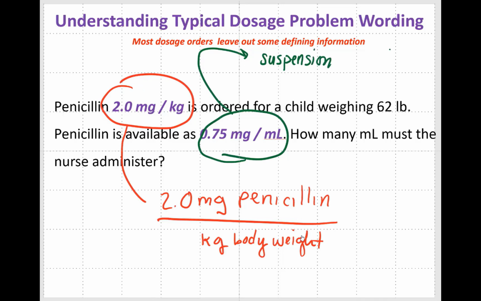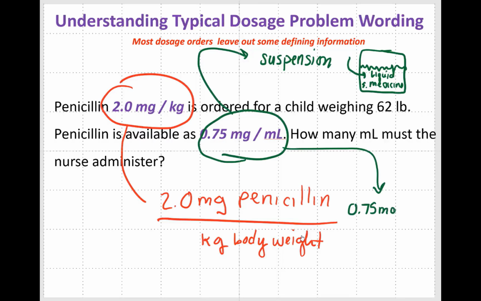So what is a suspension? A suspension is basically you take some solid medicine, so let's write medicine here, and you dissolve it in some liquid. So you have some solid medicine dissolved in some liquid suspension, and then this is given by mouth. So what this milligrams per milliliter is referring to, let's write this down here, is 0.75 milligrams of the medicine, which is penicillin, per milliliter of that suspension.